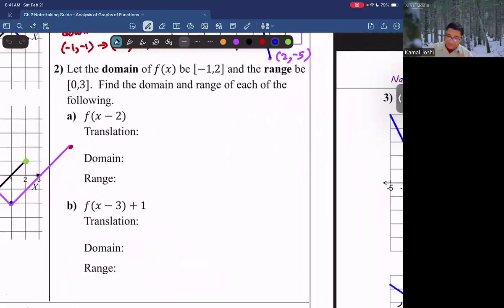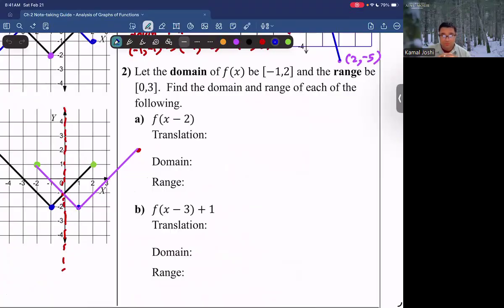Now, the reason I reviewed this is we are going to do a number of combined problems where we use all those ideas to answer the questions. So let me begin here. Let the domain of f(x) be the interval [-1, 2], and the range be the interval [0, 3]. Find the domain and range of each of the following.